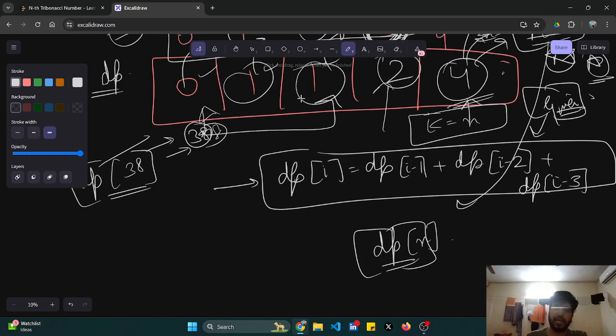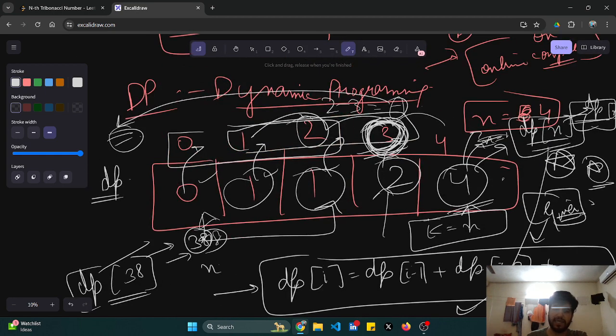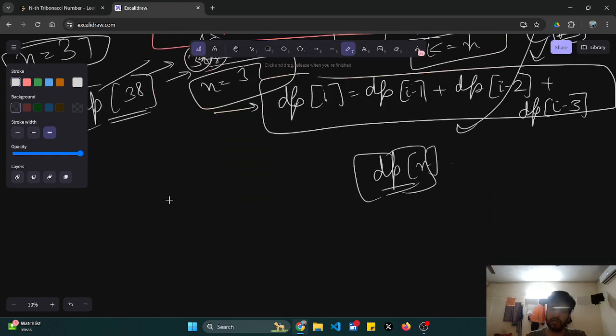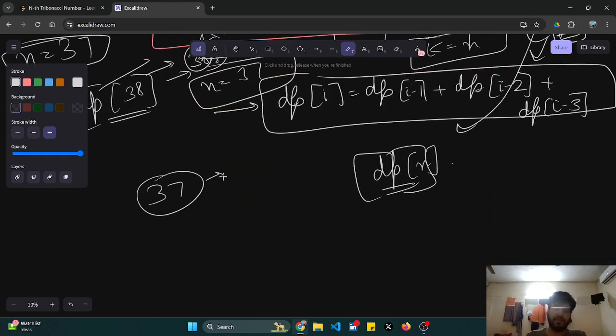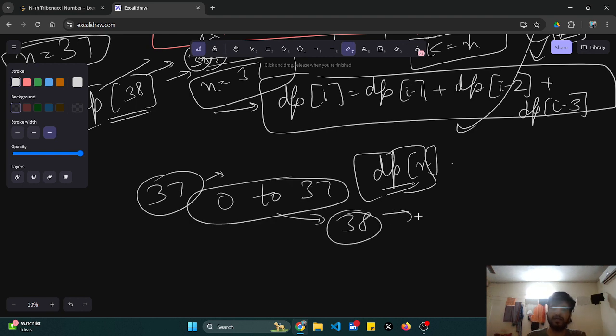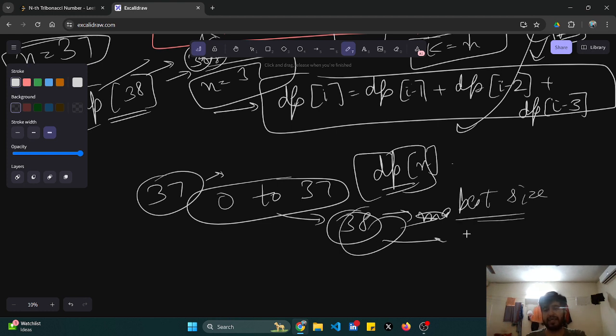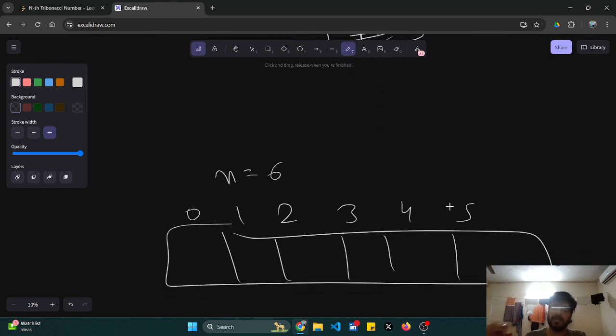Okay, so basically you cannot make a 37 size array because for n is equal to 37, you will have to get 37 indexes, and for that you will have to see from 0 to 37. So it would be of size 38. So 38 would be the best size to take. After this you can take anything like 39, 40, doesn't matter. Don't waste so many space, just make it 38.